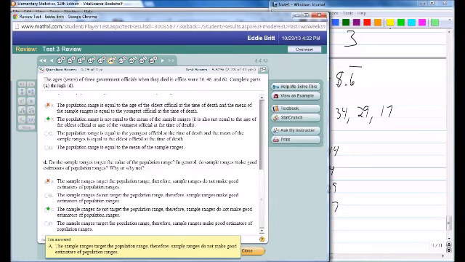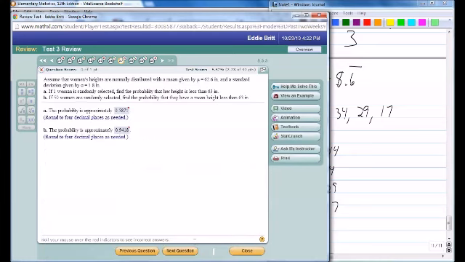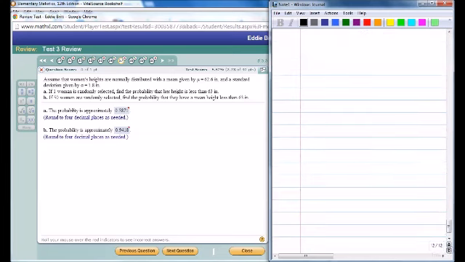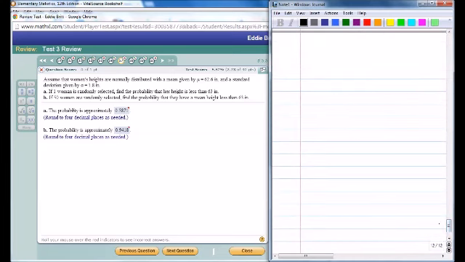All right. 37. This is central limit theorem. All right, let me show you the difference between this and the problems that we've looked at a little earlier today.